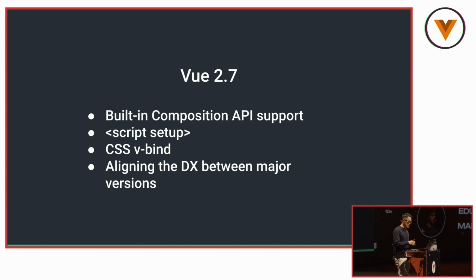We also shipped Vue 2.7, which brought built-in Composition API support back to Vue 2, with script setup and CSS v-bind. So this aligns the base DX. If you are using Composition API, now on both Vue 2 and Vue 3, you can get pretty much the same experience. This is also the long-term goal for us, to bridge the gap and bring the two versions closer. So even if you have to stay on Vue 2, you won't be missing out too much for the time being.